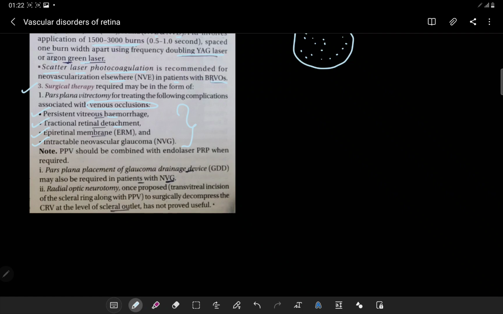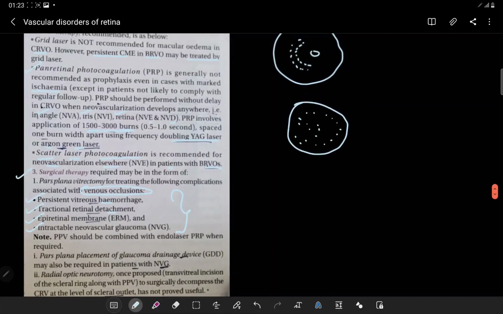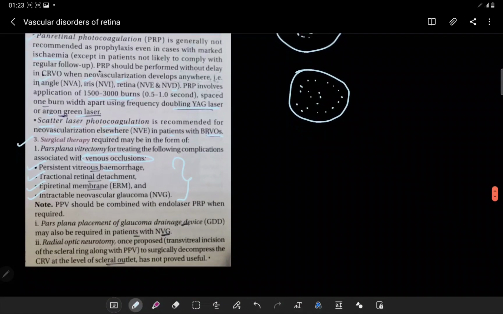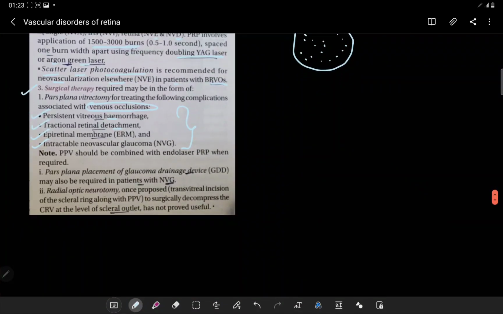And PPV, that is pars plana vitrectomy, should be combined with endolaser pan-retinal photocoagulation when required, and pars plana placement of glaucoma drainage devices may also be required in patients with neovascular glaucoma. And we have radial optic neurotomy, which was once proposed to surgically decompress the CRV, that is the central retinal vein, at the level of the scleral outlet, but it has not proved useful.